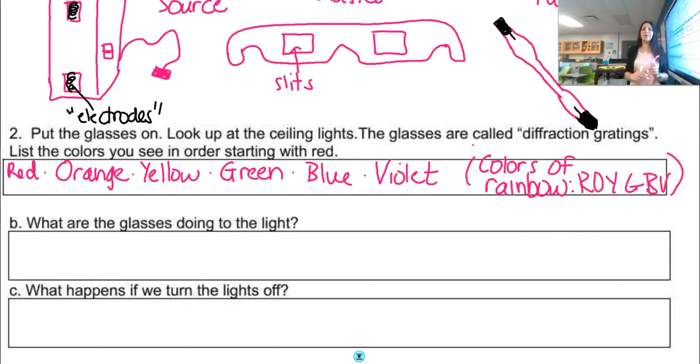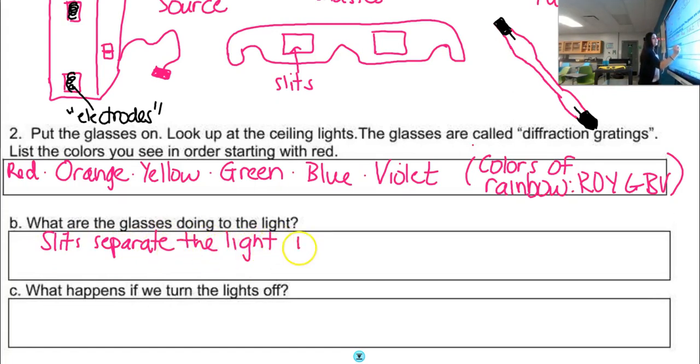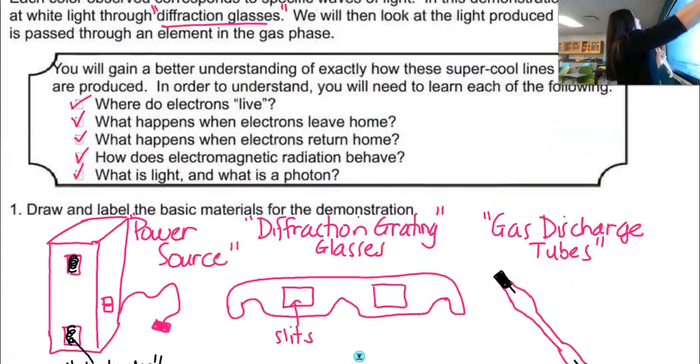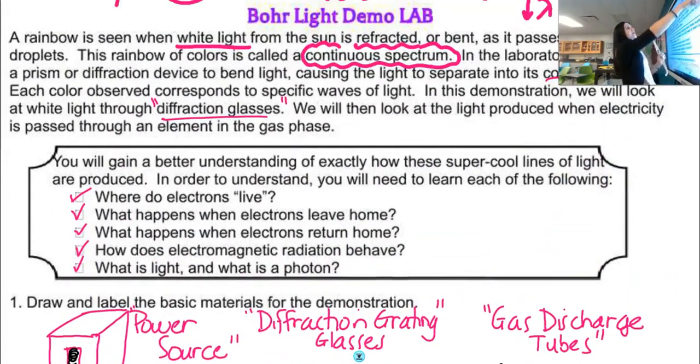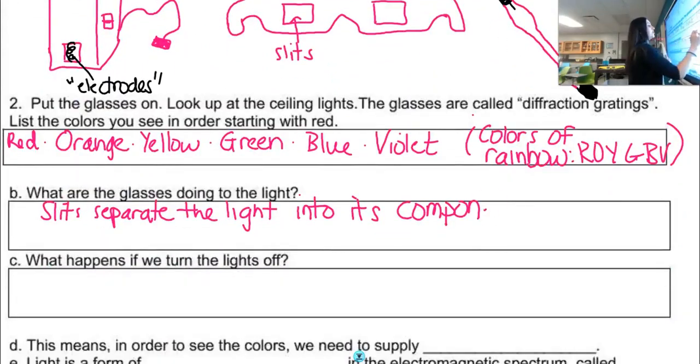Okay, so those are going to be the colors of the rainbow. What are the glasses doing to the lights? What do we think that they're doing to the light? They're separating the light, so the slits separate the light into, anybody want to guess? There's a C word that I want to use. Into its what? What colors? Component colors. So if you look up here, it'll say like when we said into the component colors up there. So we were talking about the component colors, the colors that make it up.